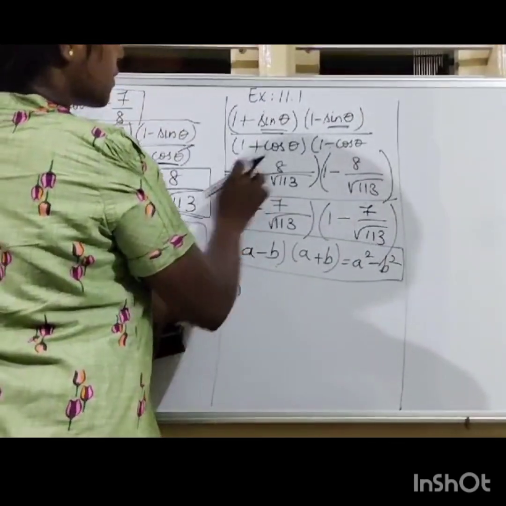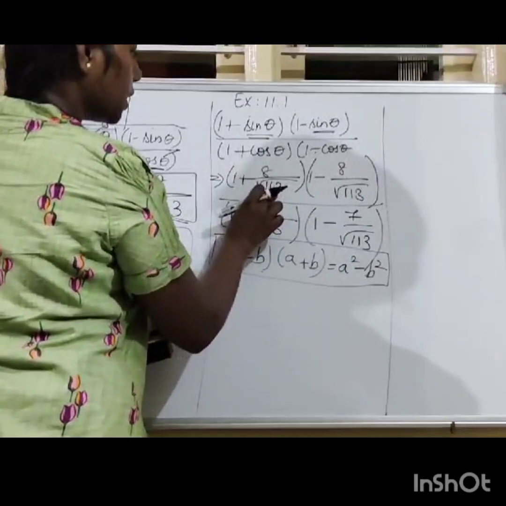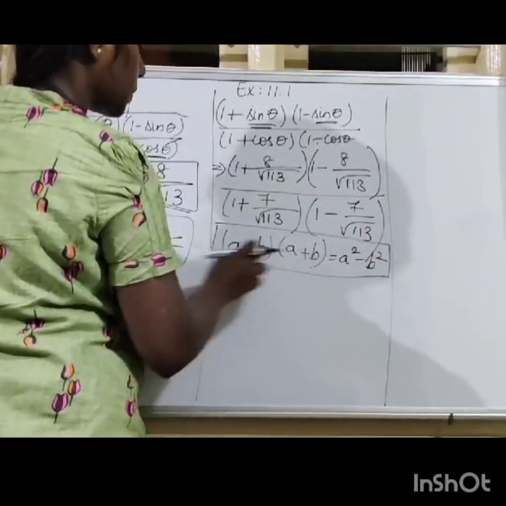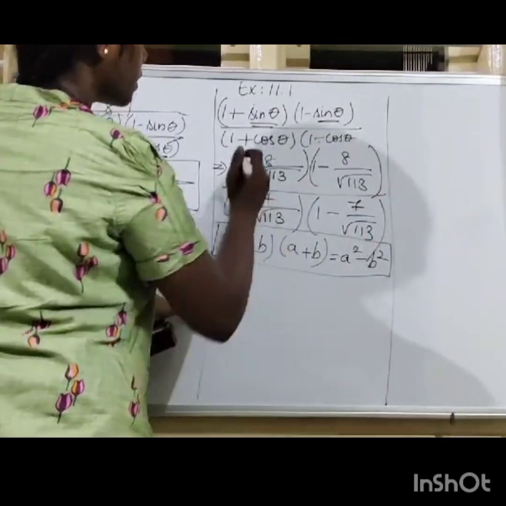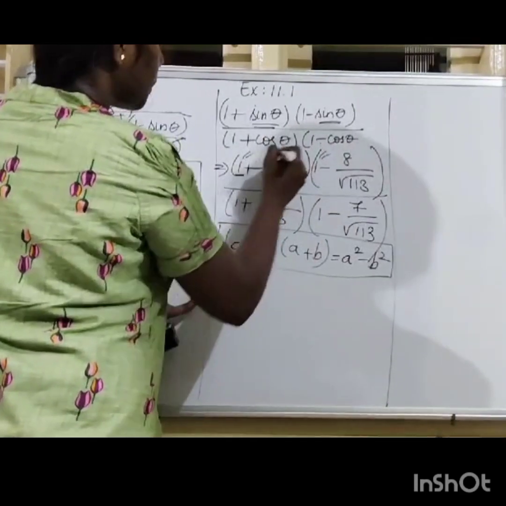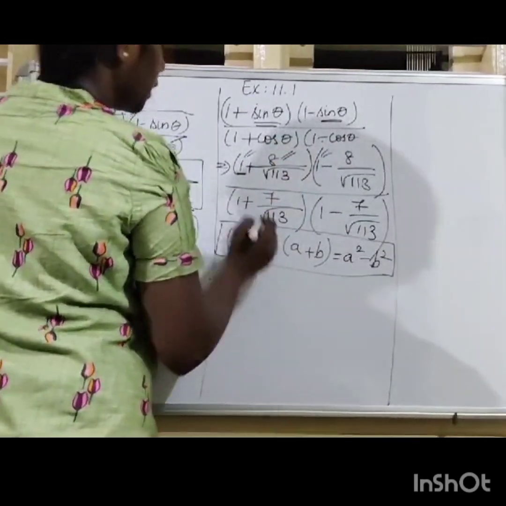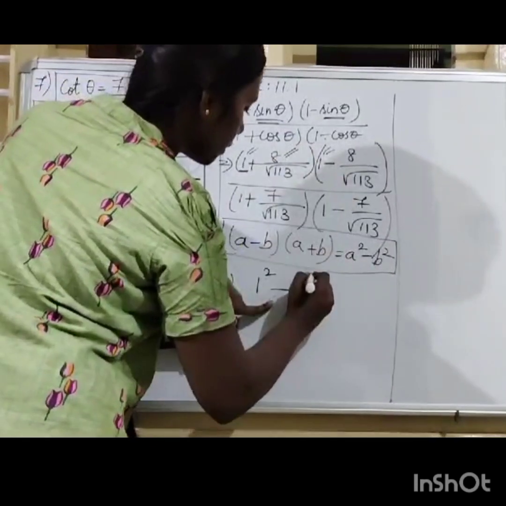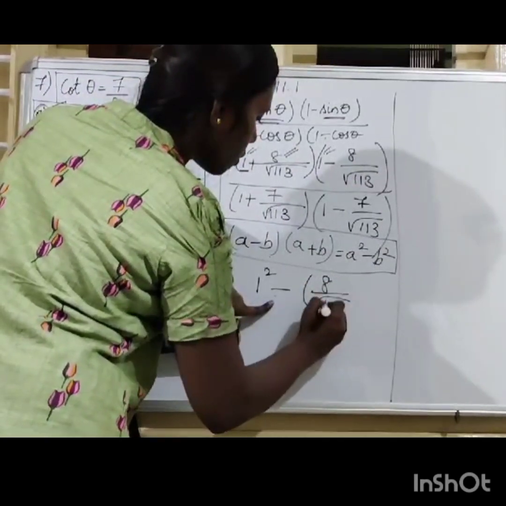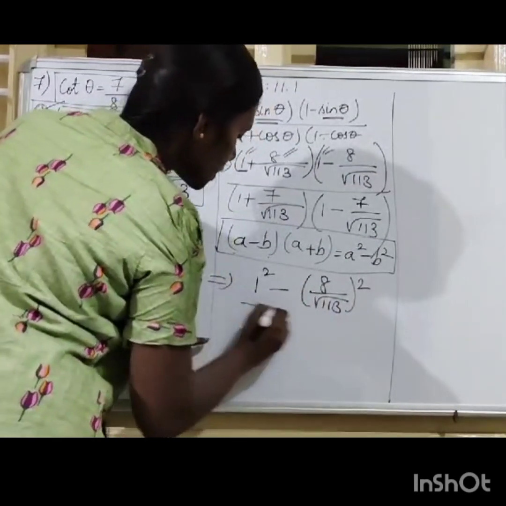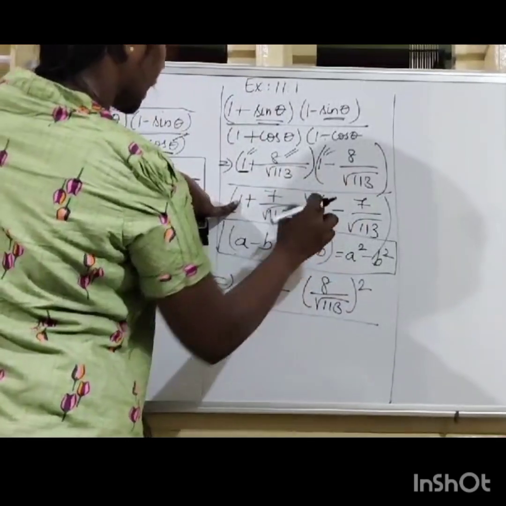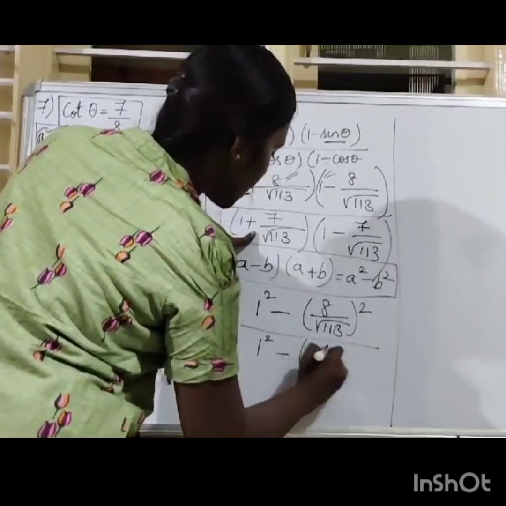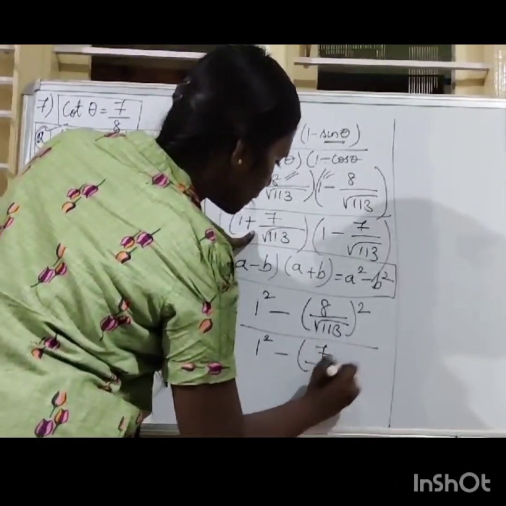Since our expression is looking like (A plus B) into (A minus B), we will be using this formula. (A plus B) into (A minus B) is A square minus B square. So this is our A value. A value is 1, B value is 8 divided by root 113. So A square is 1 square, minus B square. B is 8 divided by square root of 113 the whole square. Similarly for the denominator also. This is our A value, A square minus B square, and our B value is 7 divided by square root of 113.